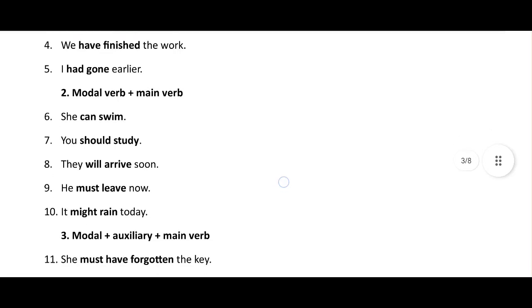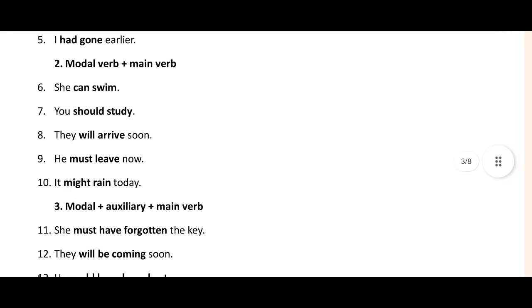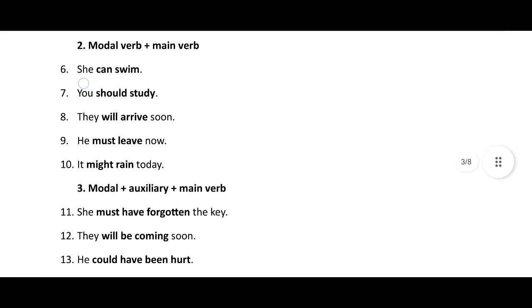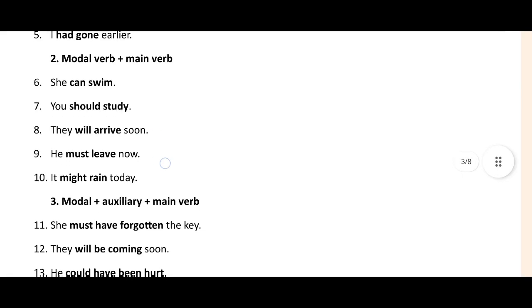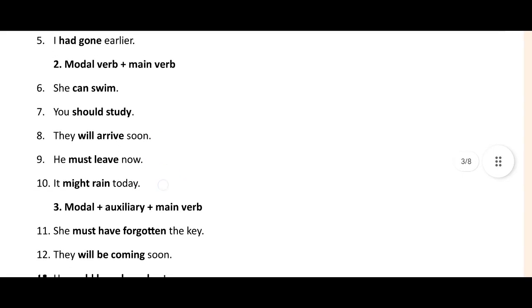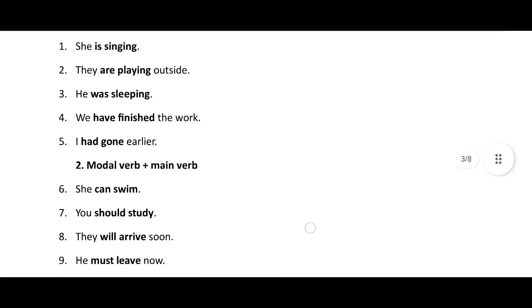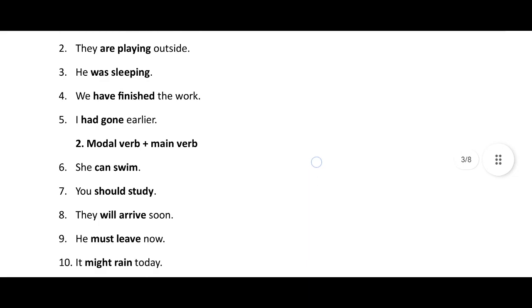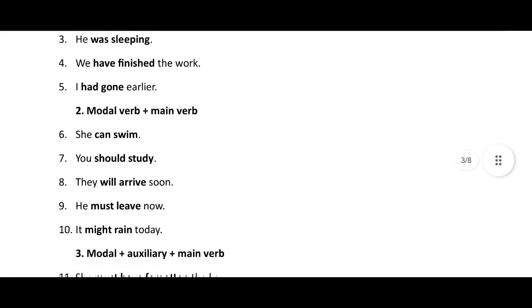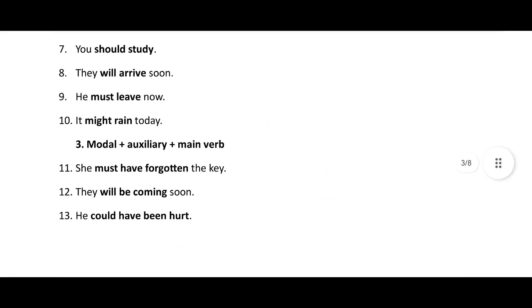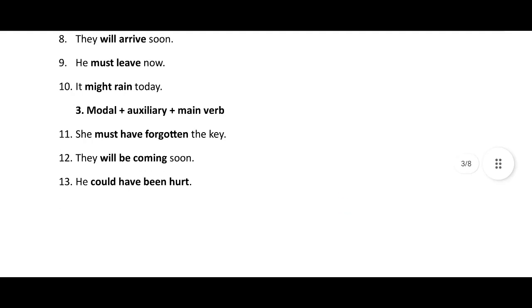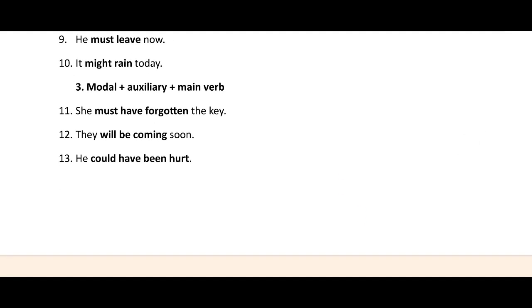The second type of verb phrase contains a modal verb plus main verb. She can swim, you should study, they will arrive soon, you must leave now, I might try, it might rain today. So that is the second type. The first type is helping verb plus main verb. The second type is modal verb plus main verb. The third type is all three together: modal verb, auxiliary verb, main verb.